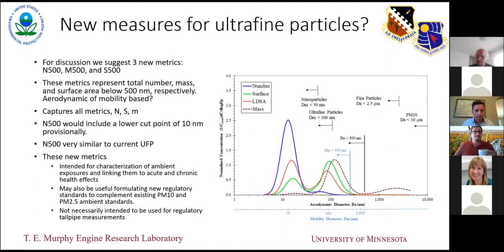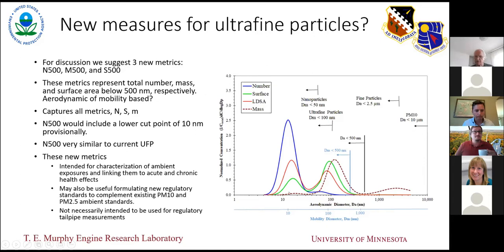Now, that brings us to our suggestion for new metrics. We are suggesting, and these are only suggestions, that we have 3 new metrics: N500, M500, and S500. These metrics represent total number, mass, and surface area below 500 nanometers, respectively. There's a question about what this 500 nanometers means, and we haven't really decided on that, whether it means by aerodynamic diameter or by mobility diameter.